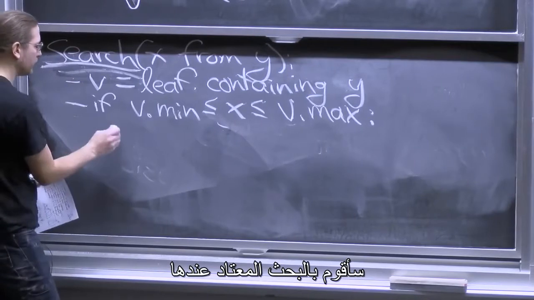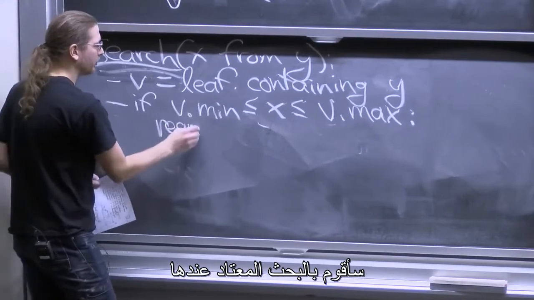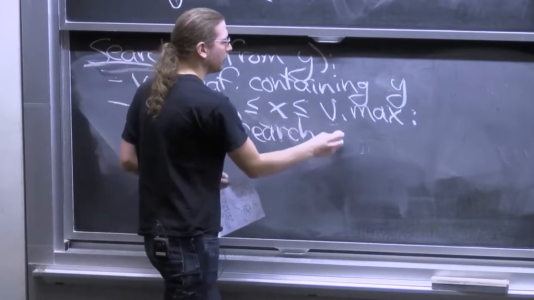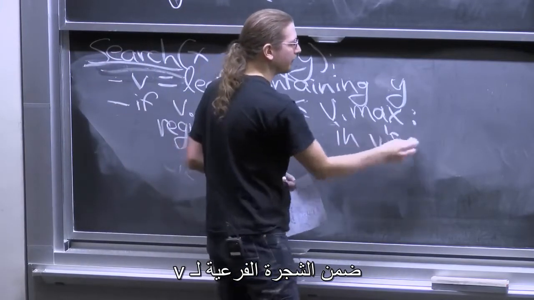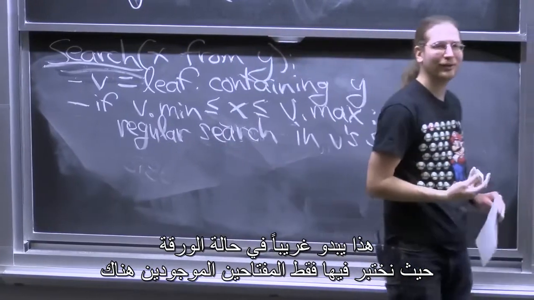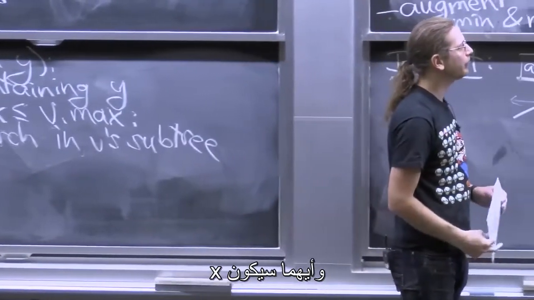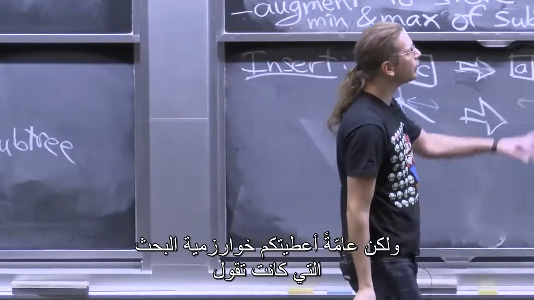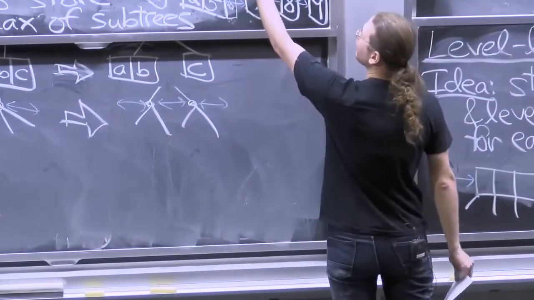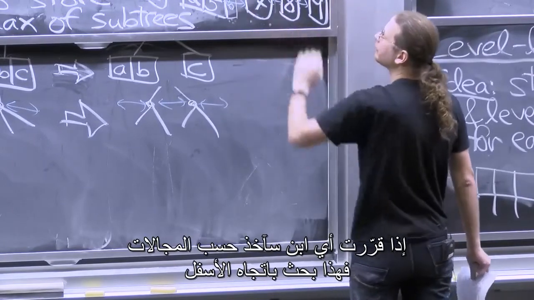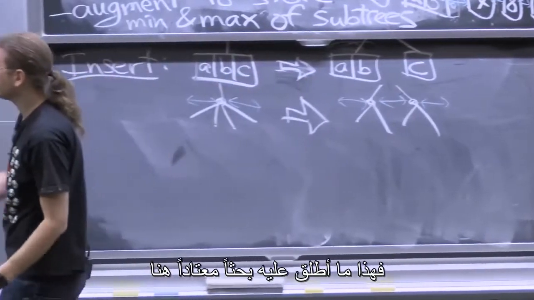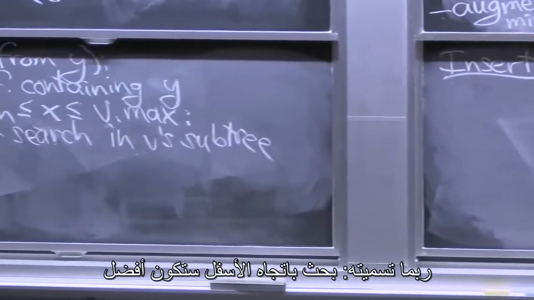Then I'm going to do a regular search in V's subtree. OK, this seems weird in the case of a leaf. In the case of a leaf, this is just check the 2 keys that are there, which one is x. OK, but in general, I gave you this search algorithm, where I decide which child to take according to the ranges, that's a downward search. So that's what I'm calling regular search here. Maybe downward would be a little better.